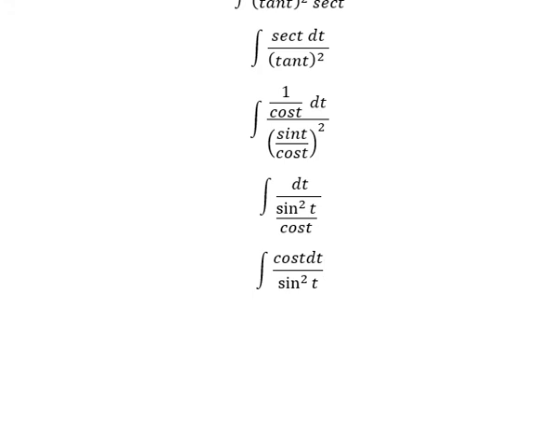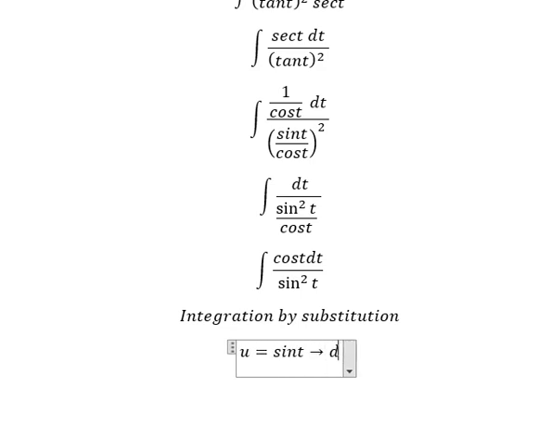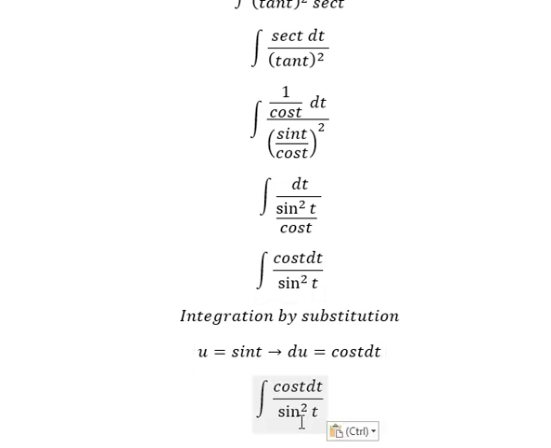Next, we need to use about integration by substitution. So I will put about u equal to sine t. Du, you got about cosine t dt after we do first the derivative for both sides. So this one we will change for u square. This one we change for du.